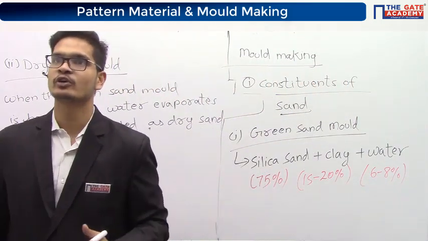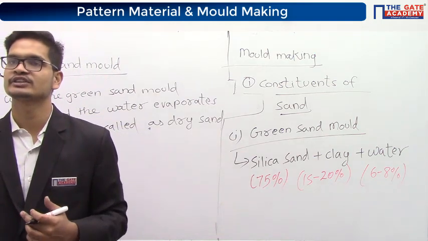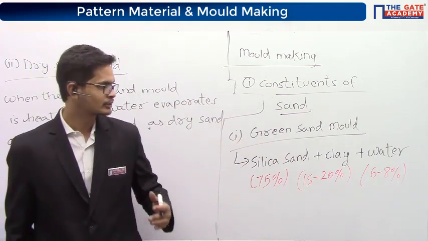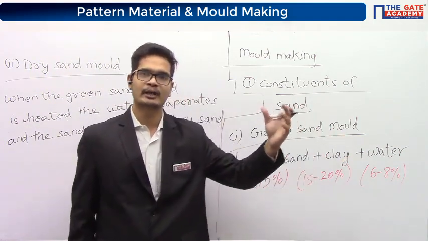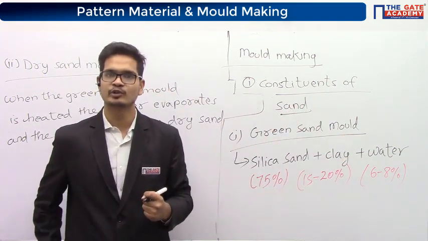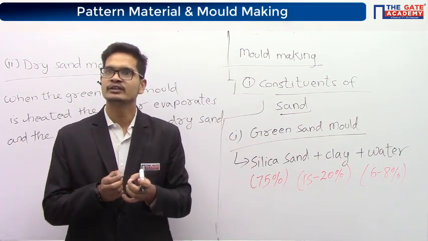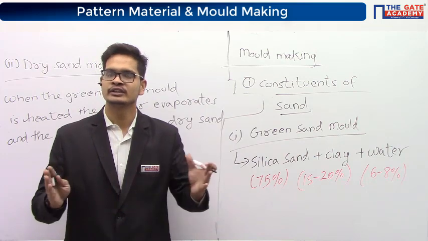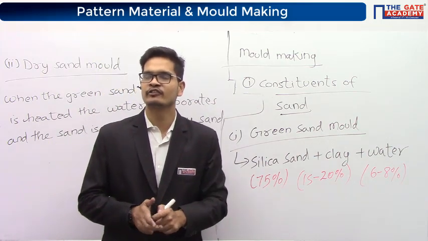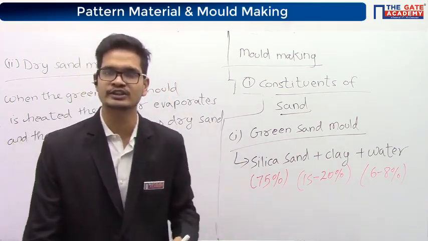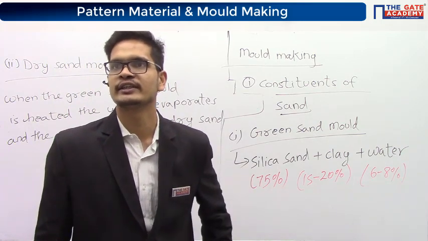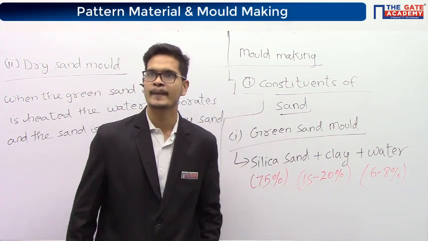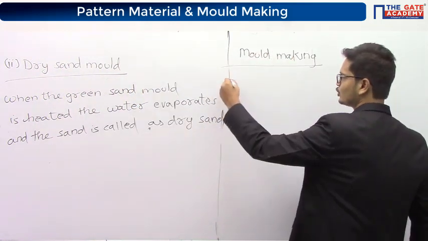Sir, why is low moisture absorption required in the pattern as it does not affect the hardness and shape of the mold? Danish, that time I had explained, if the pattern absorbs the water, it will get swollen up. Its size will change. And if its size changes, the size of the cavity will change. That's why low moisture absorption is required in the pattern. Okay? And the third one is loam sand mold.